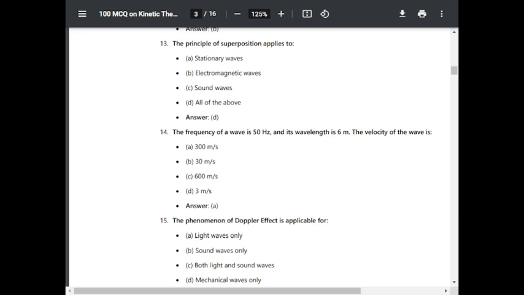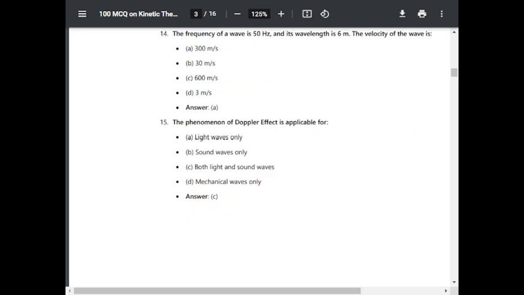Question number 14. The frequency of the wave is 50 Hz, its wavelength is 6 meter. The velocity of the wave is: option A, 300 meter per second. V is equal to nu lambda. So option A is correct, 300 meter per second.